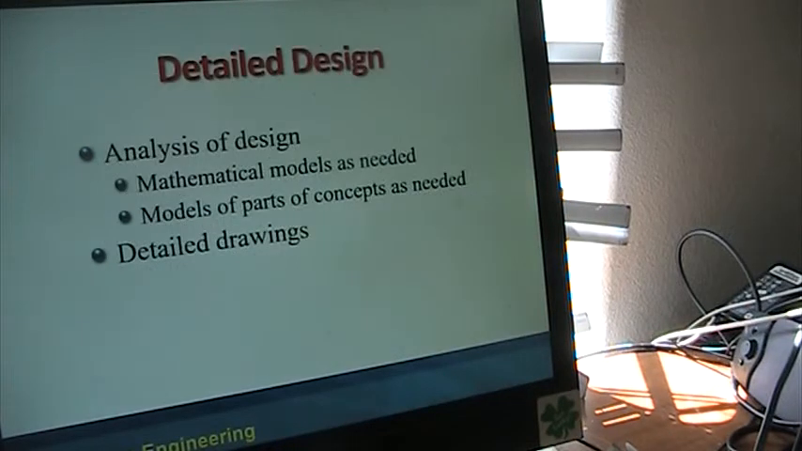Okay, what you will learn. I hate those slides. All right, so in detailed design, we want to analyze our design. As much as possible, we want mathematical models that tell us, yes, we're going the right way, or, oh my God, what were you thinking? We might want to do experiments with models of our parts or parts of our concepts that we feel like maybe are a little bit shaky. We don't know how well that's going to work. And then we want to create detailed drawings.